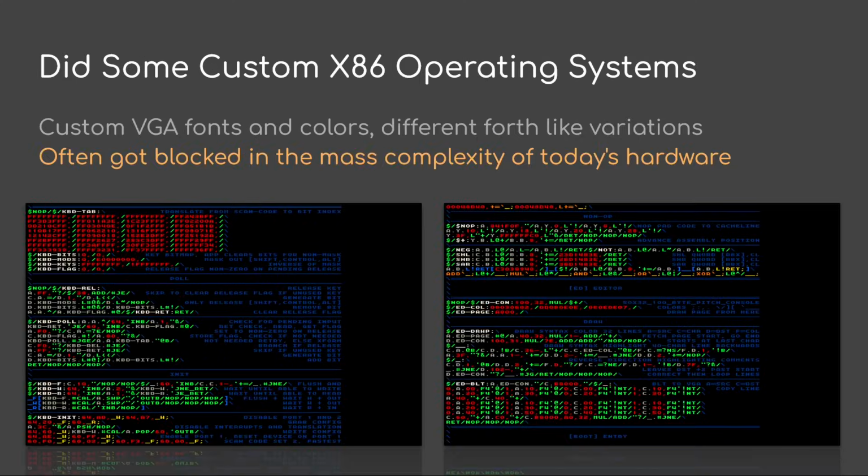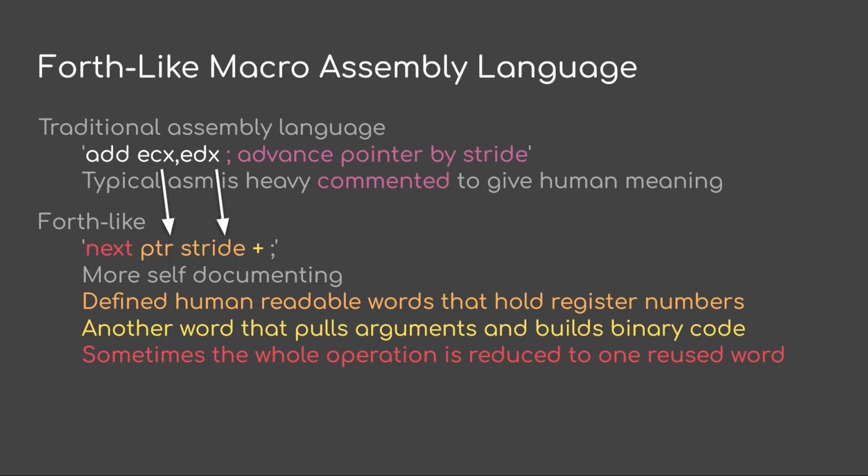I built some custom x86 operating systems. It was fun to build custom VGA fonts and, of course, mess with the palette entries to improve the initial colors. And I did lots of different Forth variations, but typically these projects just got blocked in the massive complexity of today's hardware, meaning once you get down to the point where you want to, say, draw something on the screen other than using, say, the old DOS VGA frame buffer, or if you want to start using input, you start needing a USB driver, and then all of a sudden everything turns into a nightmare. One thing I mentioned before is it's very nice to use a Forth-like language as a macro assembly language.